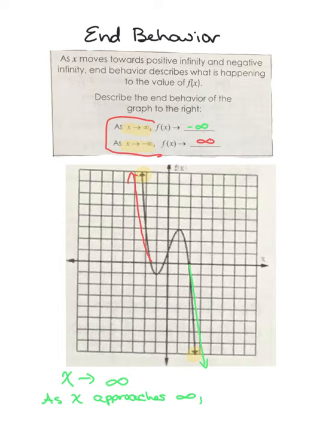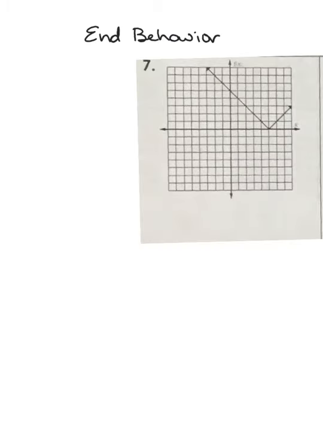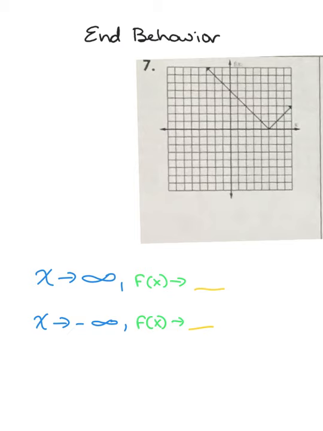Let's look at another example. Okay, so let's look at this one. And again, they're going to start the same way. As x approaches infinity and as x approaches negative infinity. Those two parts are never going to change. The question is, what happens to y, or what happens to f of x? So f of x approaches what? And the only thing that I really have to plug in is this last part here, okay?